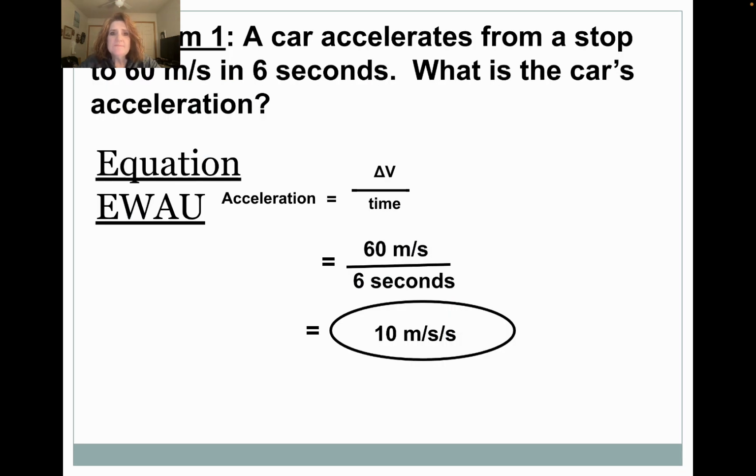So problem one, a car accelerates from stop to 60 meters per second in 6 seconds. What is the car's acceleration? Again, we want that EY, equation work answer units. Acceleration is a change in velocity over time. 0 to 60 is a change of 60. Divided by 6 would be 10 meters per second per second.